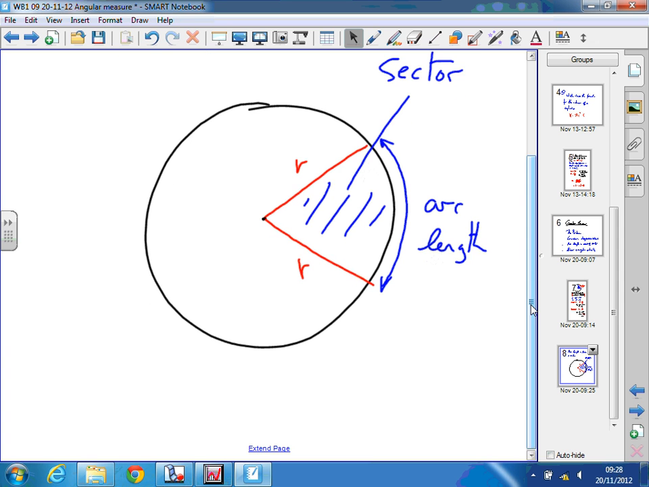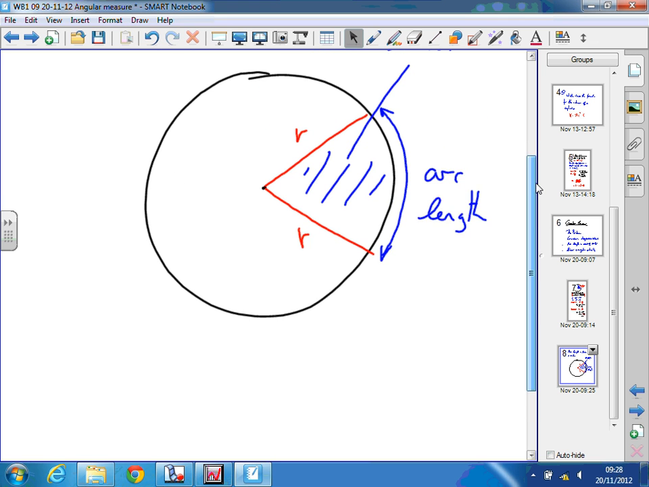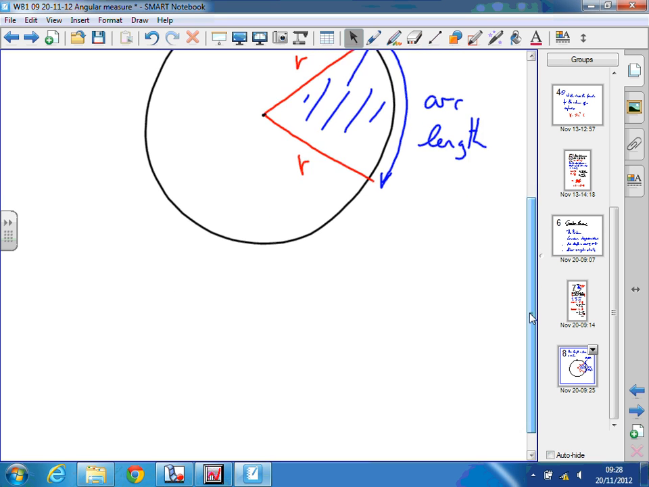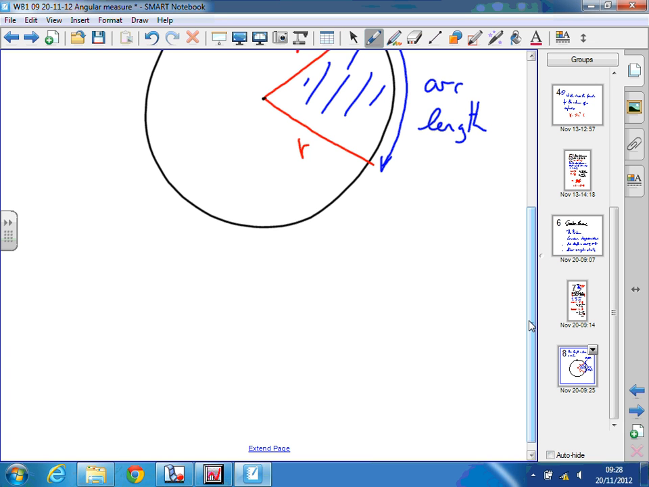And there's two formulae that we can use. We can derive where they come from, but I'm not going to worry about doing that. Let's just write them down. We've got two formulae. One to find the arc length, and that is very straightforward. It's just the radius times the angle, but that angle must be measured in radians. Otherwise, the formula doesn't work.